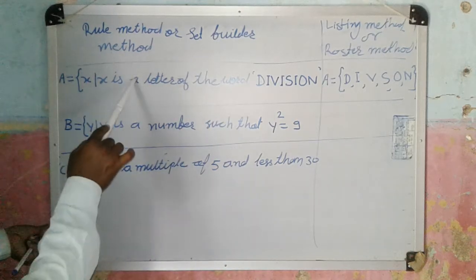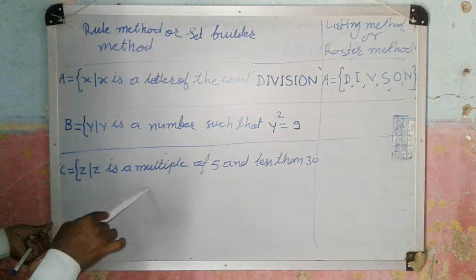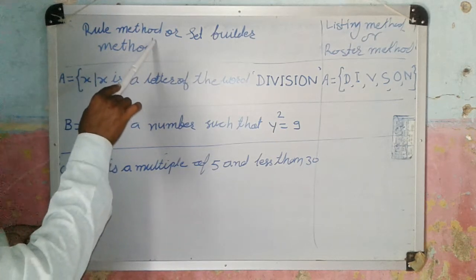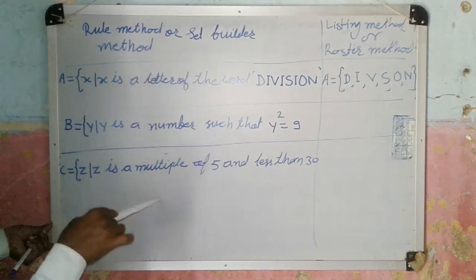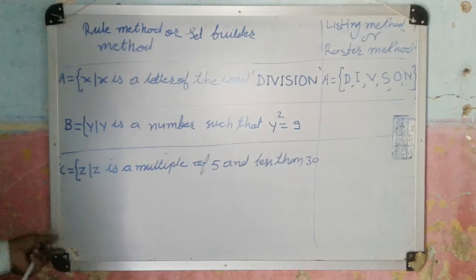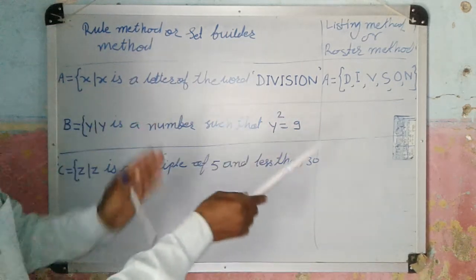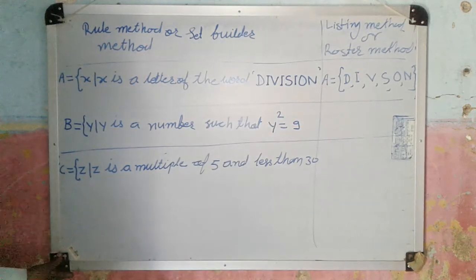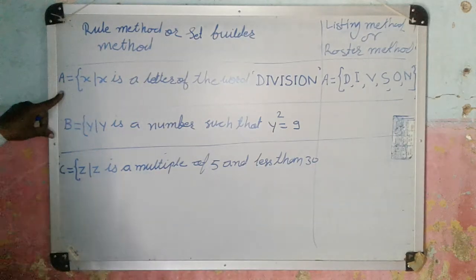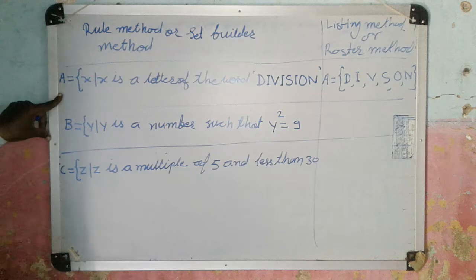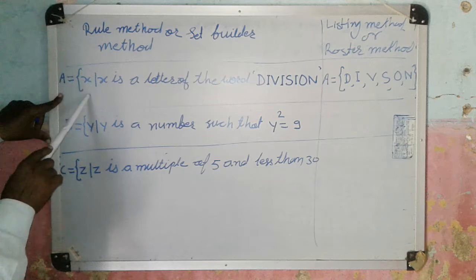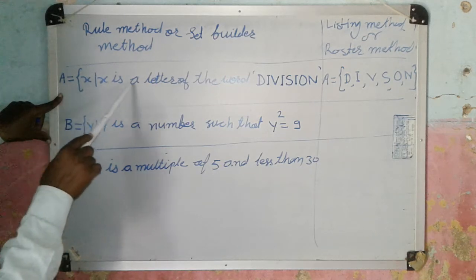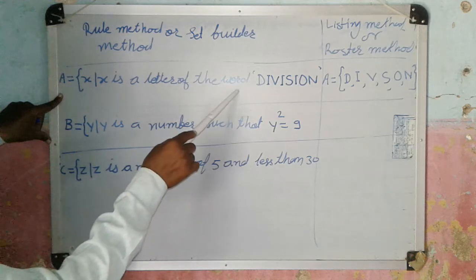Now see here, these sets are written in rule method or set builder method. Now the same sets we have to write using listing method or roster method. Now in first example, set A. A is a set of all x such that x is a letter of the word division.